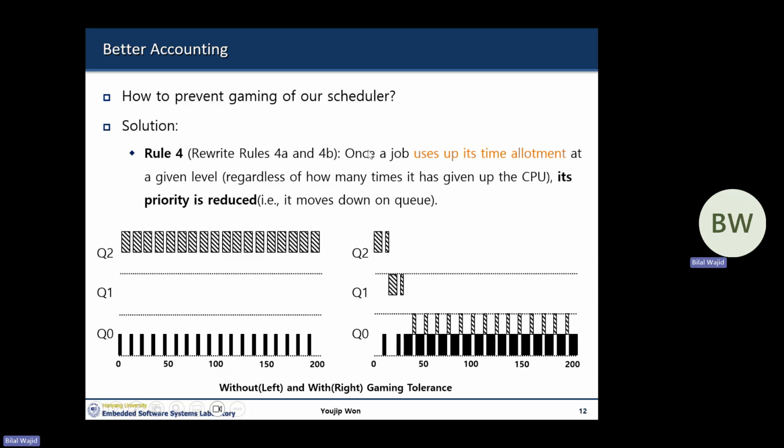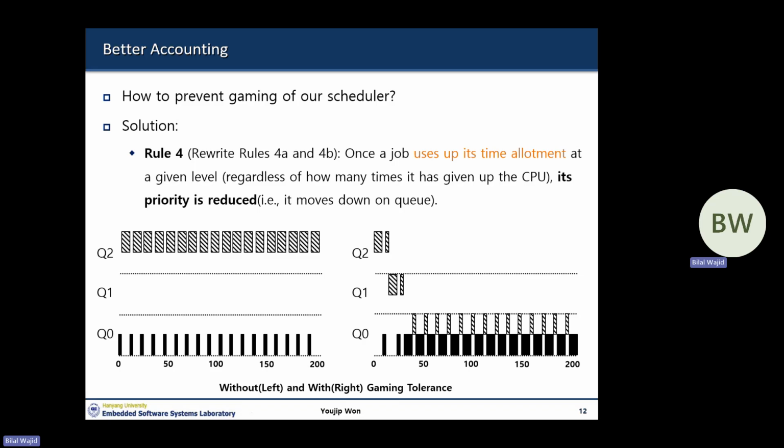Now, to avoid something like this, another rule is introduced, which replaces rules 4A and 4B. It says once a job uses its time allotment at a given level, regardless of how many times it has given up the CPU, its priority reduces. So let's say the time slice is 100 clock cycles. That's the same for every process. But then there's another parameter called time allotment, and let's say that's 1000 clock cycles. So after a process consumes those 1000 clock cycles in the CPU, its priority level is reduced.